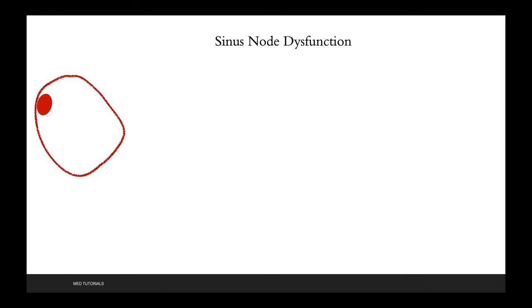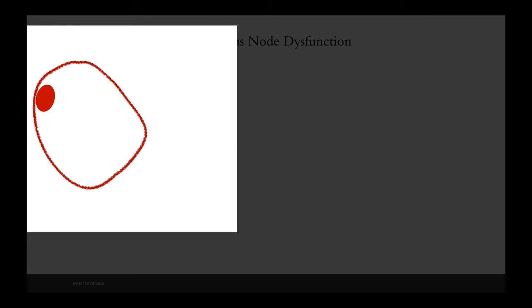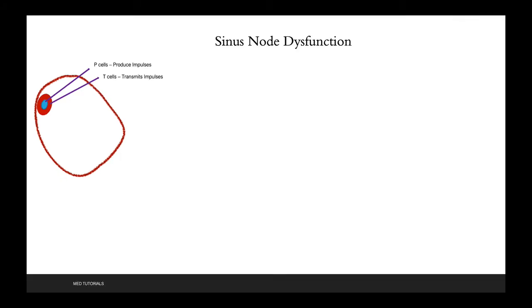Now, looking closely at the SA node, we'll be dealing with this condition of sinus node dysfunction. So when we look closely at the SA node, there are two parts. We have the inner part and the outer part. The inner part consists of the P cells, which produce impulses, and the outer cell is the T cell, which transmits impulses. So the P cells produce the impulses, and the T cells' only function is to transmit these impulses from out of the SA node to the atrial cells.